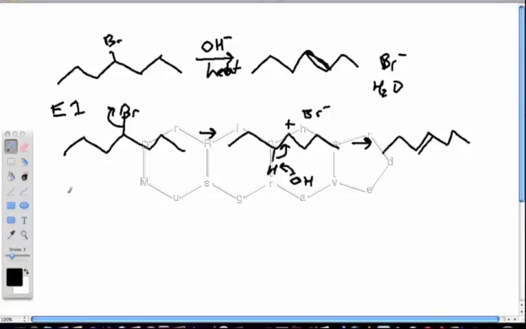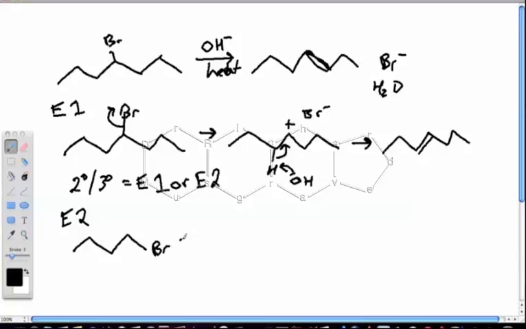So just in summary, secondaries and tertiaries can undergo E1 or E2. And remember, we saw E2 on the PowerPoint slide. Let's look at a primary example of an E2. And there's our product.